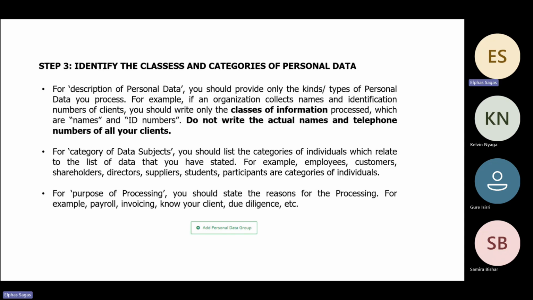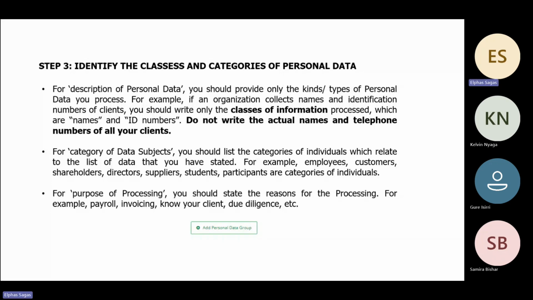I'll give an example. If you're collecting names, ID, phone number, emails, NSSF, social security number, what you do is you just give the generic name, like name, comma, ID, comma, KRA, comma. You don't have to give the actual name, or the actual ID number, because we are practicing privacy also. You don't want to be exposing your client's information when you're registering.